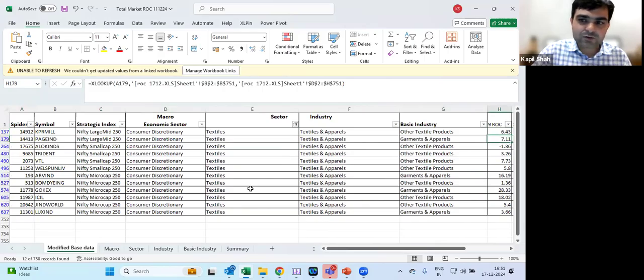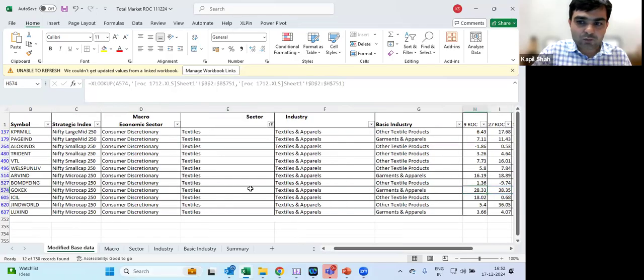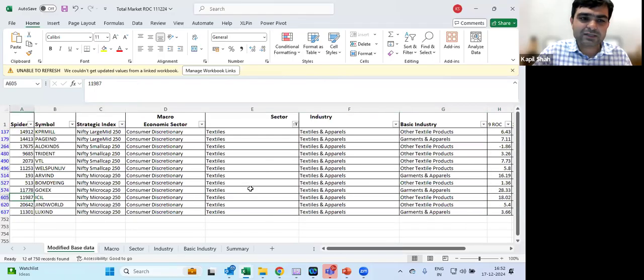Page Industries up by 7%. Trident moved up. VTL, then very strong momentum in Arvind I have seen. Then Gokex is the one particular stock which has outperformed a lot. Then ICIL, and so forth. So these are the couple of stock names that I get.